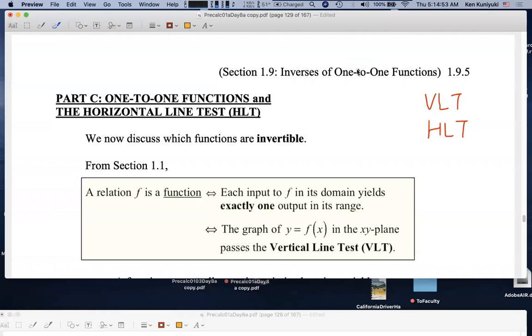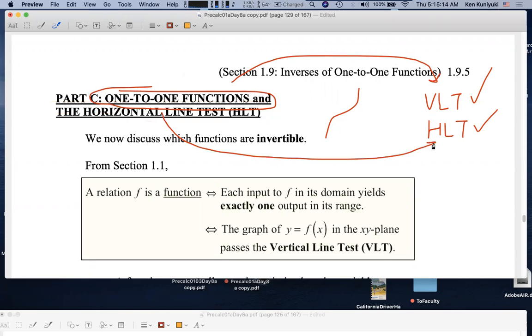Hi, everyone. What functions are invertible? What functions have inverse functions? One-to-one functions. These are functions whose graphs will pass both the VLT, because they're functions, and also the HLT, because they're one-to-one functions. We love these kinds of functions.